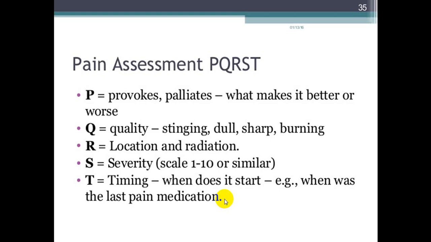ال P هو ال palliative factor, what makes it better or worse. Also Q هي ال quality, نوعية الألم، أما تكون sting, dull, sharp or burning، يعني يكون على أساس حرقة. R هي radiation or location، أي انتشار الألم. S severity، أي يكون على أساس مقياس scale من 1 to 10 or similar. T هو timing، الوقت مالته. When does it start? For example, when was the last pain medication?